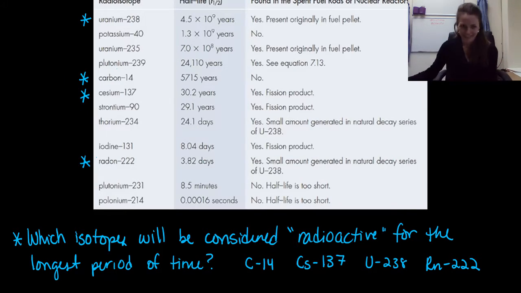Go. All right, did you get an answer? Hopefully you did, but if you didn't, that's okay. This is a very new concept, so don't get frustrated if it just doesn't make sense yet. So the way I would have approached this is I would have gone through and figured out the half-life for each one of these 4 isotopes.